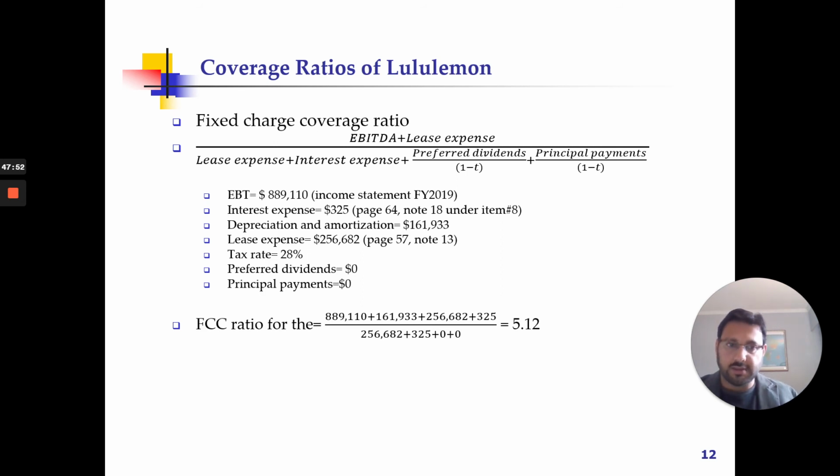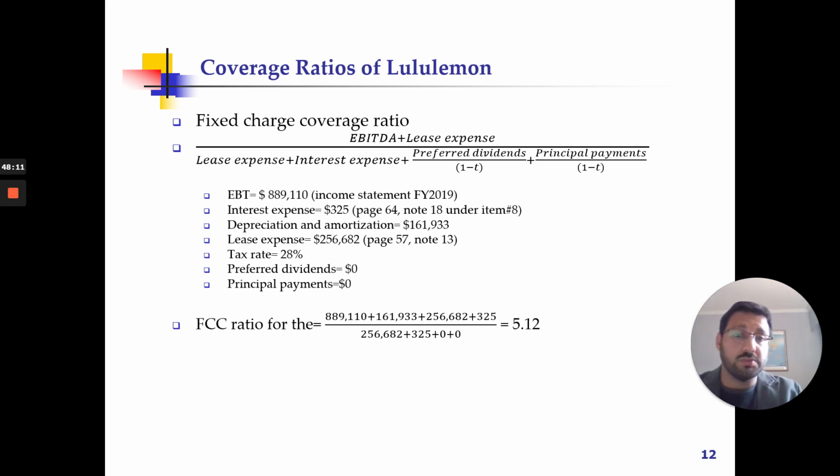Again, check the trend over the 3 years and also compare it with the competitor. And if you have an industry figure, that's actually the best, but if not, then use the competitor. And I found out that the company is doing much better compared to its competitor, which is Lululemon.